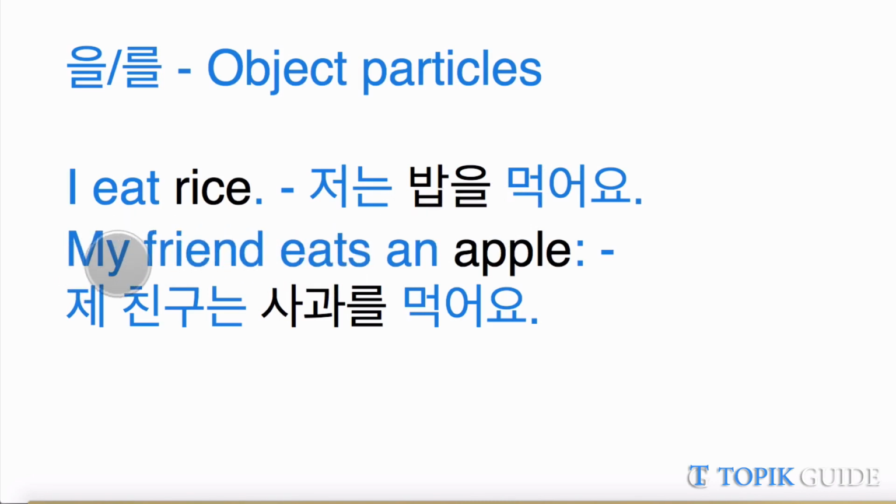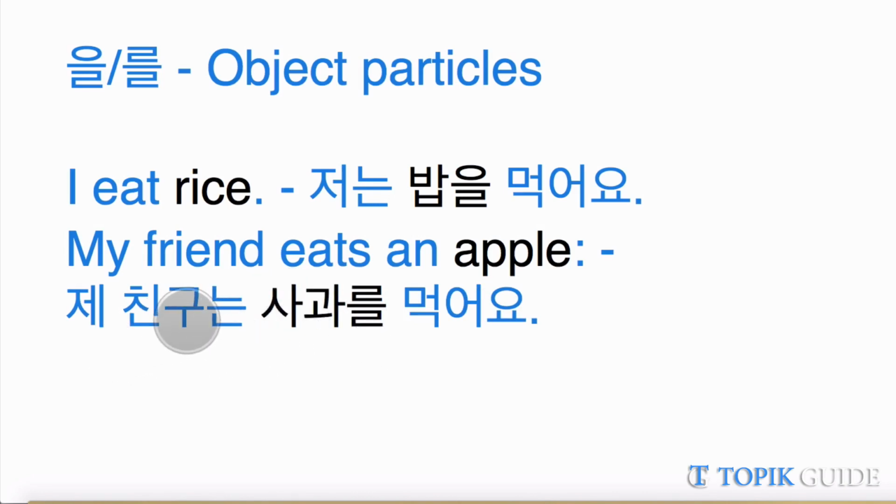The next sentence, my friend eats an apple. So here, apple is the object, sagwa. Che chingunen sagwa ril mogoyo. Because sagwa doesn't have a final consonant, we will say ril, not ill. Che chingunen sagwa ril mogoyo.